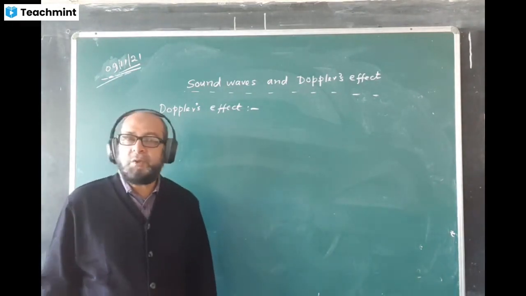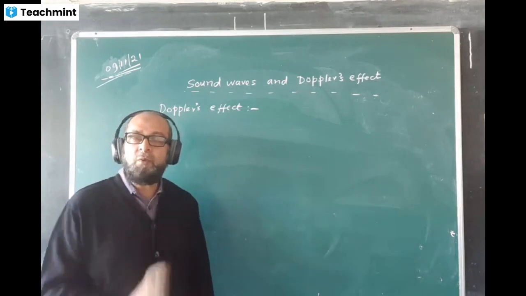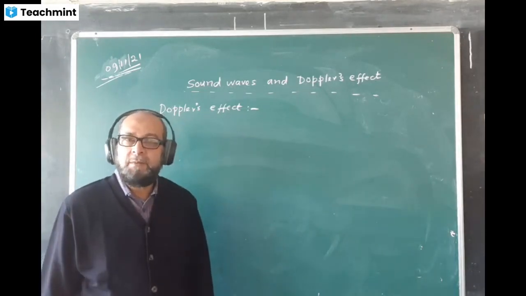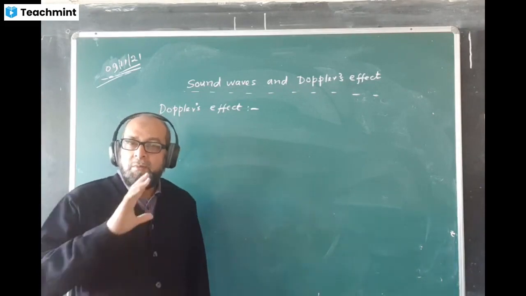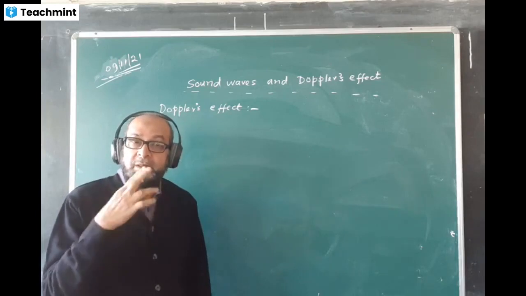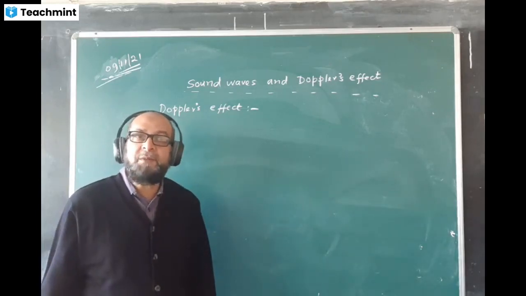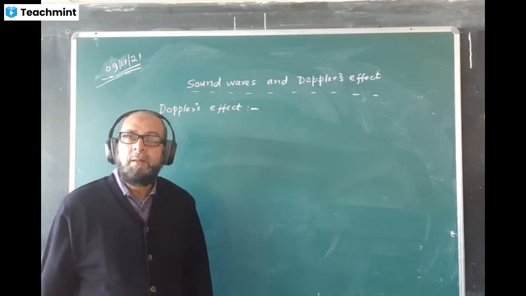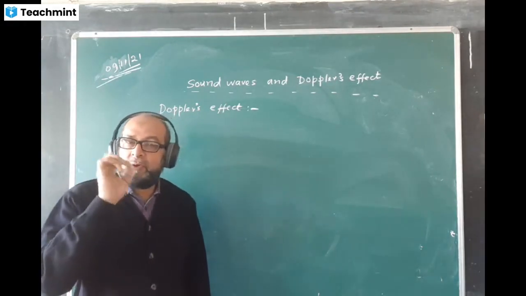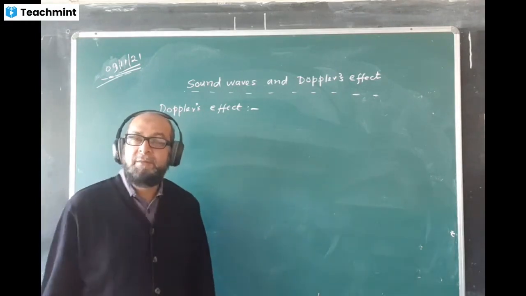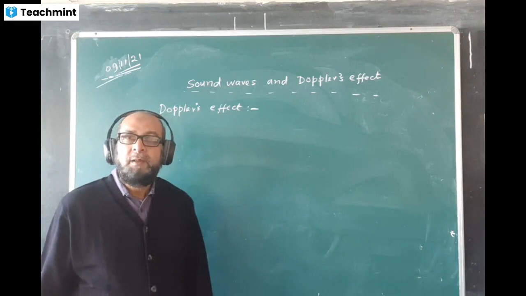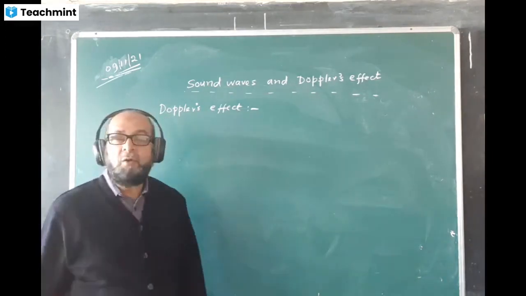What I mean to say, suppose the source is here, emitting sound, and a person is somewhere at one place. So either the person is moving or the source is moving or both of them are moving, but there is a relative motion between them. Whenever there is a relative motion between them, the frequency of the sound will appear to be different to the listener, to the observer. This effect is called Doppler's effect.